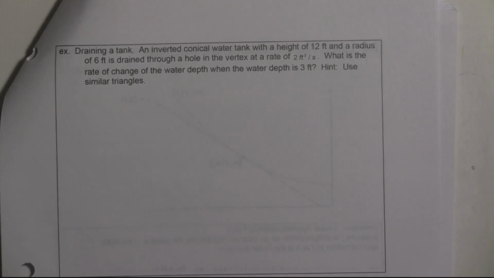Draining a tank. An inverted conical water tank with a height of 12 feet and a radius of 6 feet is drained through a hole in the vertex at a rate of 2 feet cubed per second. What is the rate of change of the water depth when the water depth is 3 feet? Hint, use similar triangles. Okay, so we're going to do this problem. So they have a cone is what they're having.